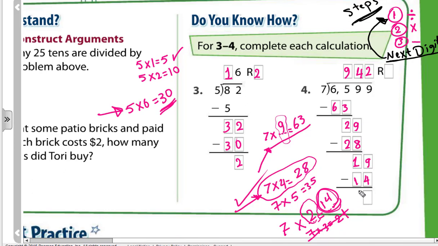9 minus 4 is 5. And 1 minus 1 equals 0. So, what is the quotient? 92. And what is the remainder? Yes, it is 5.